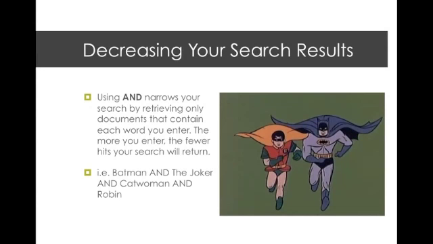So now I'll talk about decreasing your search results, because maybe you've gotten way too many, possibly in the thousands, and nobody wants to sift through those, believe me. So when you use AND, it will narrow your search by retrieving only documents that contain each word that you enter. So the more terms that you enter, the fewer hits your search will return. So if I wanted an article about Batman and the Joker and Catwoman and Robin, I'm going to get fewer and fewer results because probably fewer articles talk about all of those characters at once.